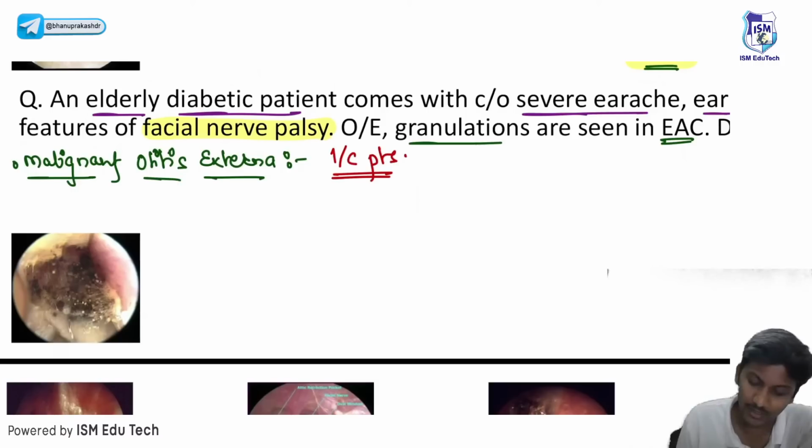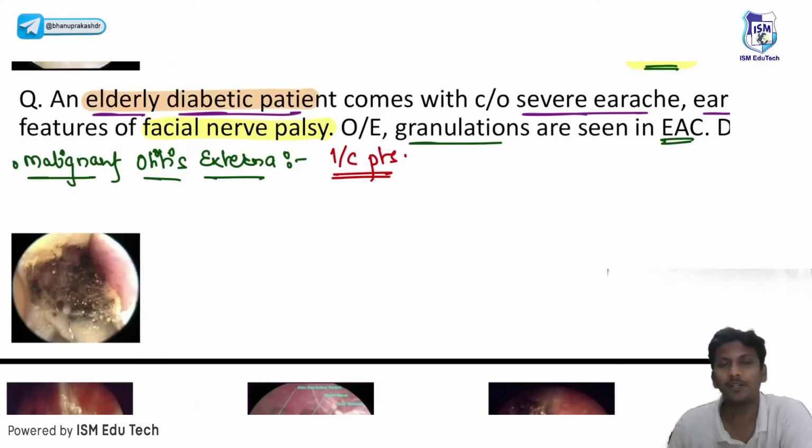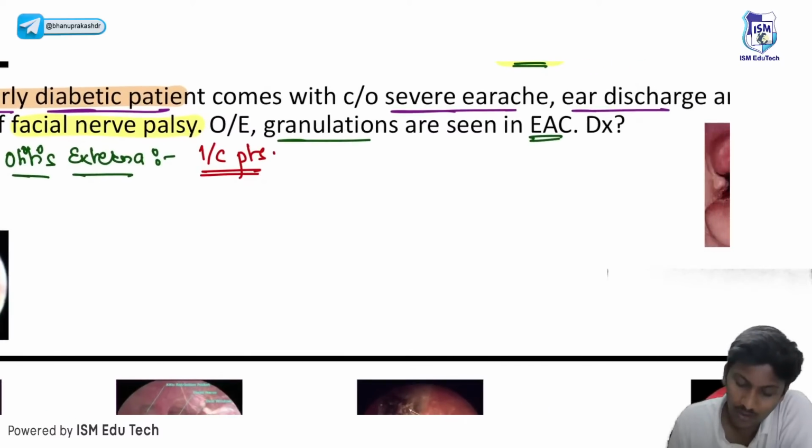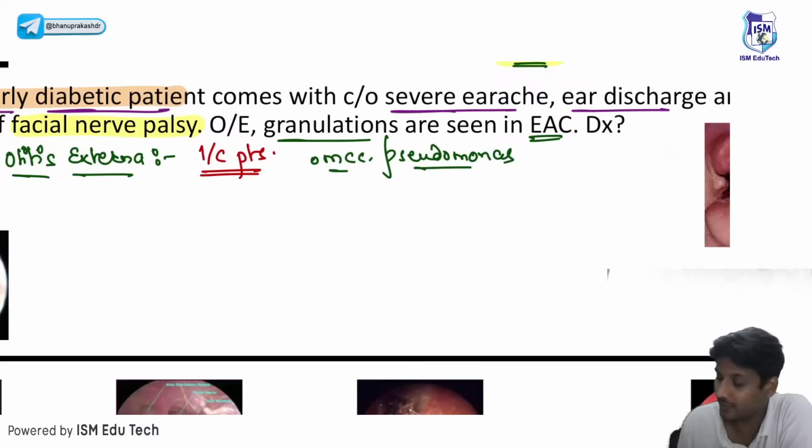But the question usually starts with a keyword: elderly diabetic. This is a keyword not only for mucormycosis but also for malignant otitis externa. Please remember that. Now, the most common cause: severe infections are usually caused by a bacteria known as Pseudomonas. So here the most common cause is Pseudomonas aeruginosa for sure.